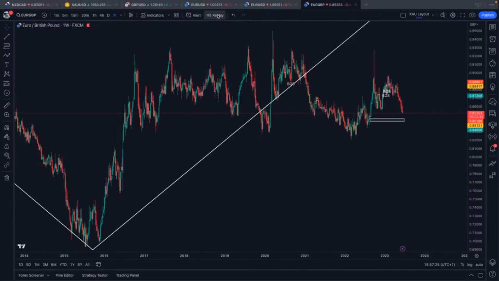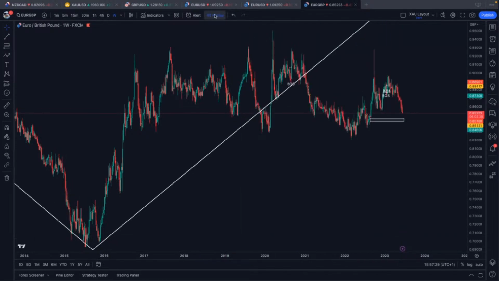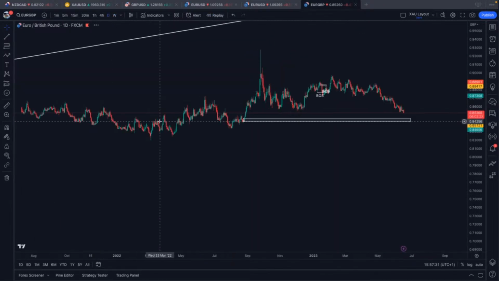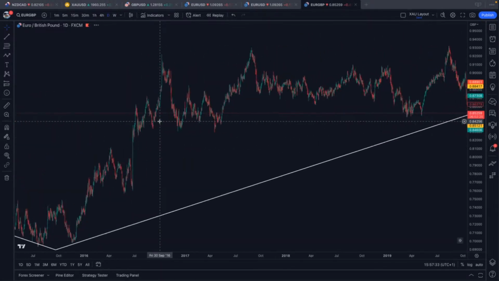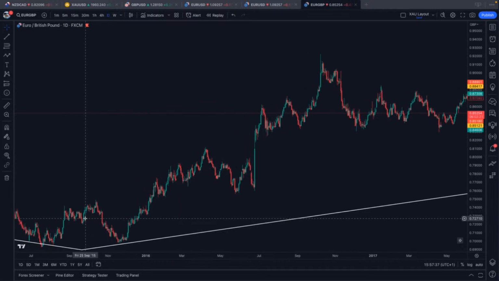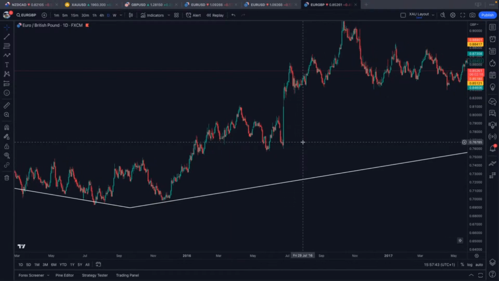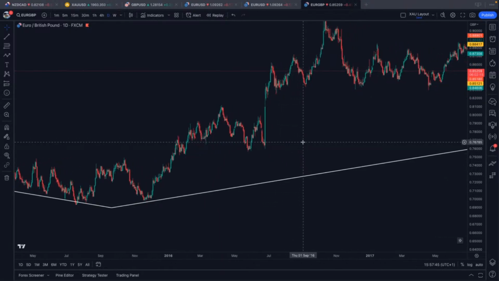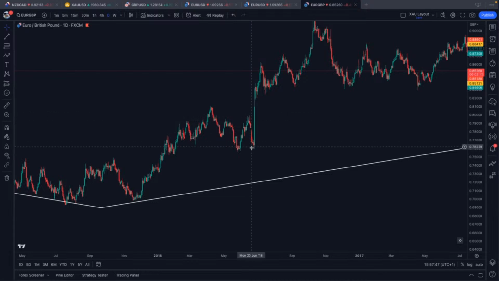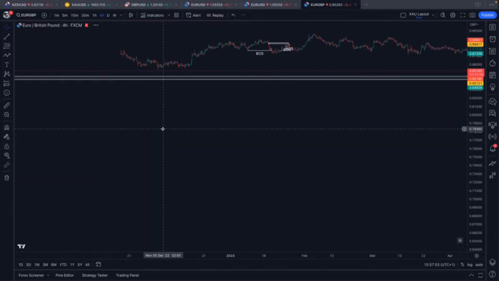So if we just get the replay button, I don't need that just yet, so I can just do this. It's not too far away. So what we would do is look from the very bottom here of the base to see if we can find any unmitigated areas in price that haven't been cleared. There's a hell of a lot of inefficient structure here, so there should probably be something laying.